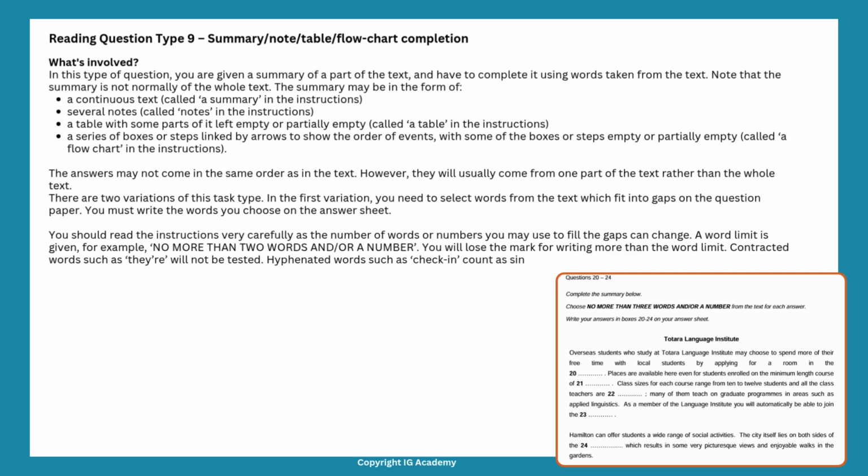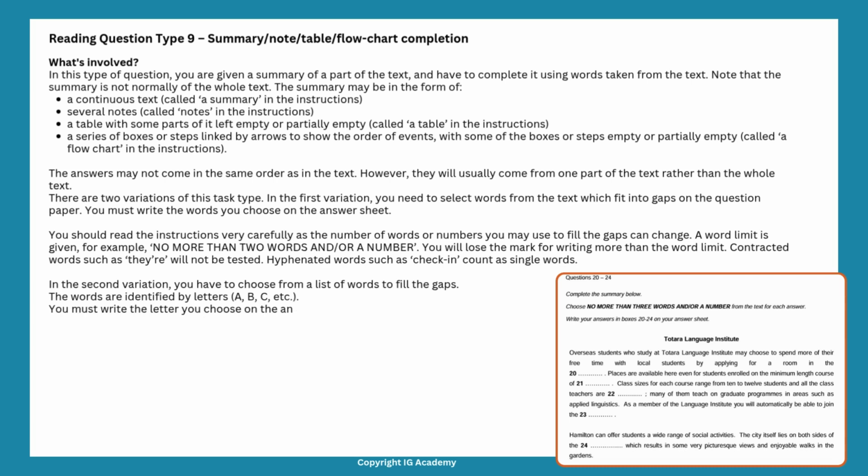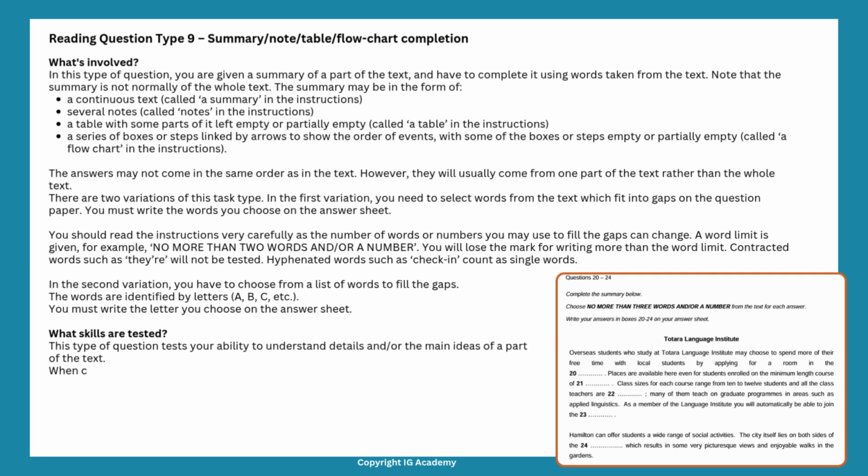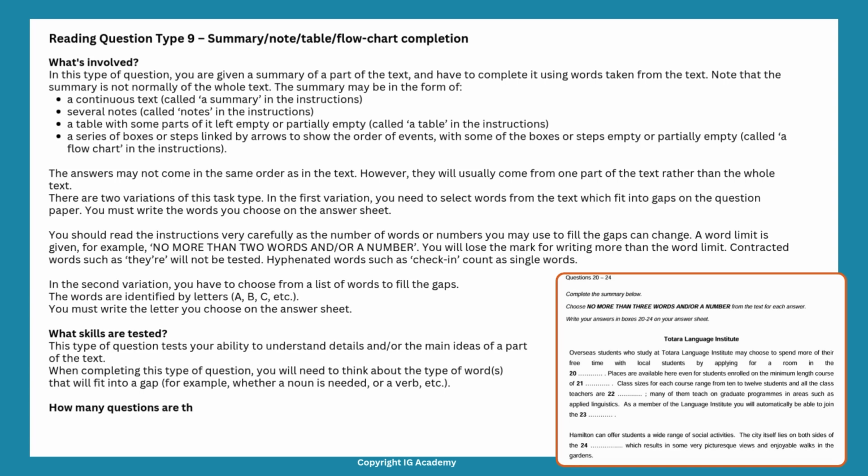In the second variation, you have to choose from a list of words to fill the gaps. The words are identified by letters A, B, C, etc. You must write the letter you choose on the answer sheet. This type of question tests your ability to understand details and/or the main ideas of a part of the text. When completing this type of question, you will need to think about the type of word or words that will fit into a gap, for example, whether a noun is needed, or a verb, etc. The number of questions is variable.